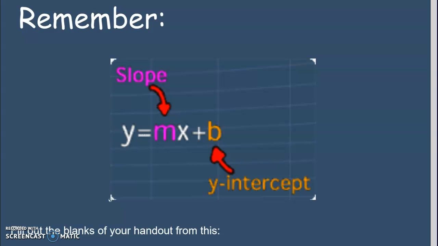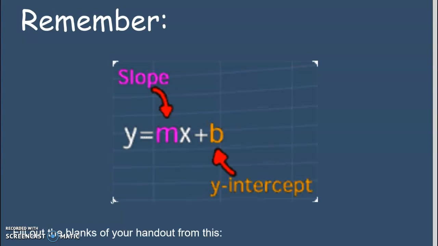Hello grade 10s. Today we are going to continue on with the slope-intercept form of linear functions. So I'd just like to remind you from yesterday what that means. You can use this to fill in the blanks of your handout that we started last day.